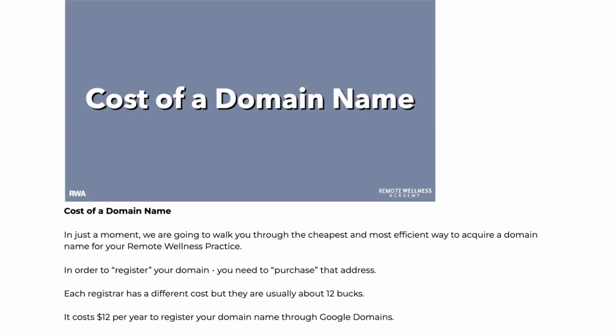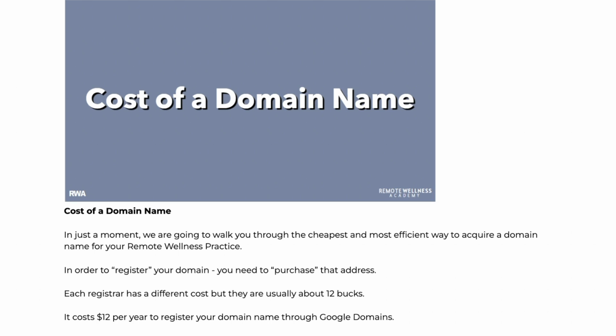Okay, and so in order to register your domain name, in order for you to be able to purchase that address, each registrar is going to have a different cost, but usually it's as cheap as $12 per year, like literally super cheap. Okay, and so the cost is $12 per year to register your domain name through Google Domains. And like I said, it does come with privacy protection built in. That is an add-on feature that other registrars charge additional for, but Google Domains is really awesome about having security and privacy and all that kind of stuff baked in.